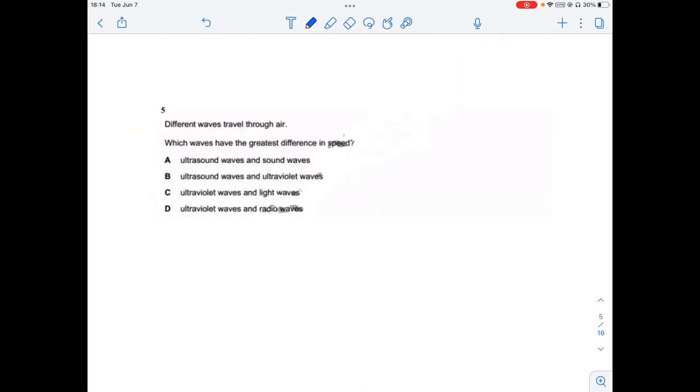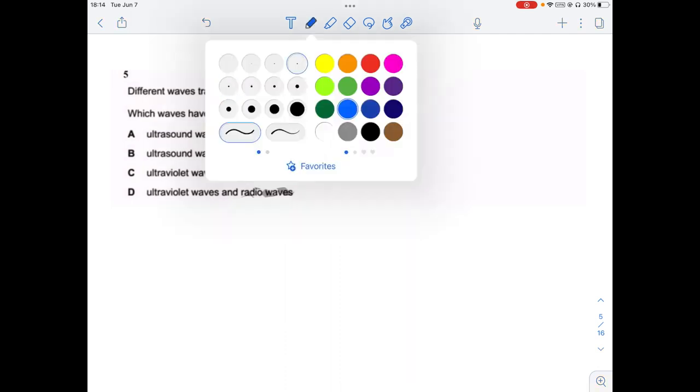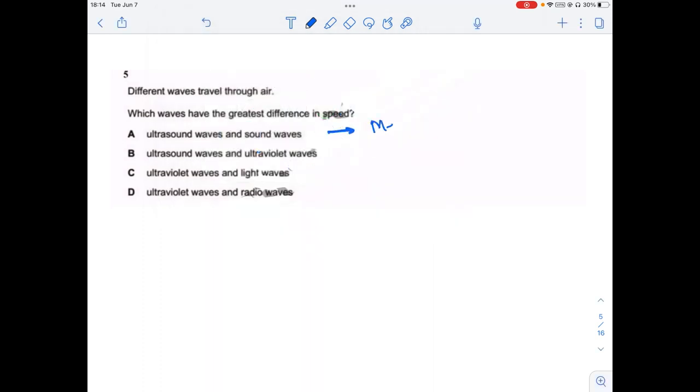Coming to the next question: different waves travel through air. Which waves have the greatest difference in speed? The first option says ultrasound waves and sound waves. Both are mechanical waves, so both will have the same speed. Therefore the first option is not correct.